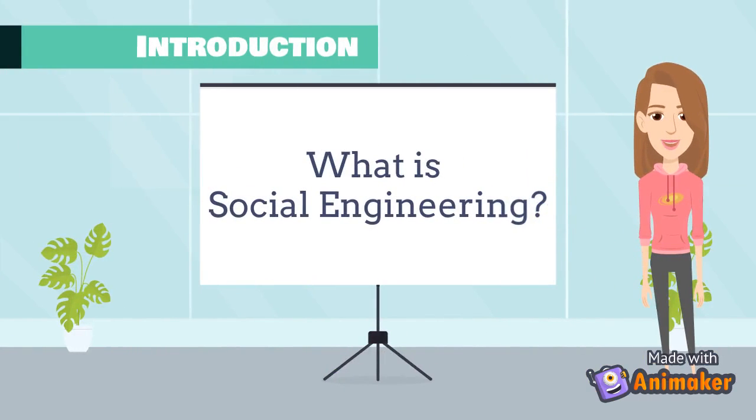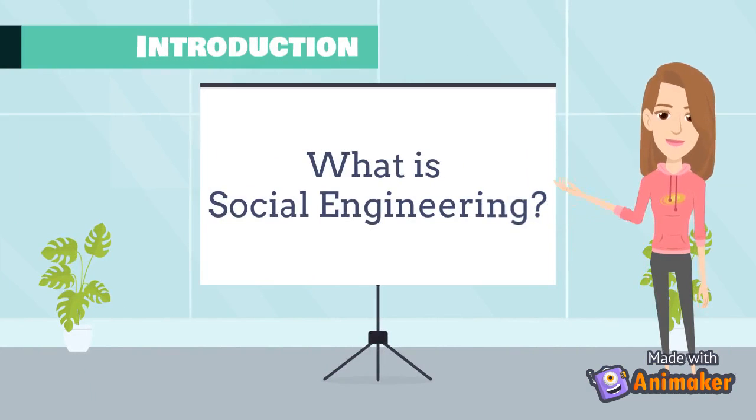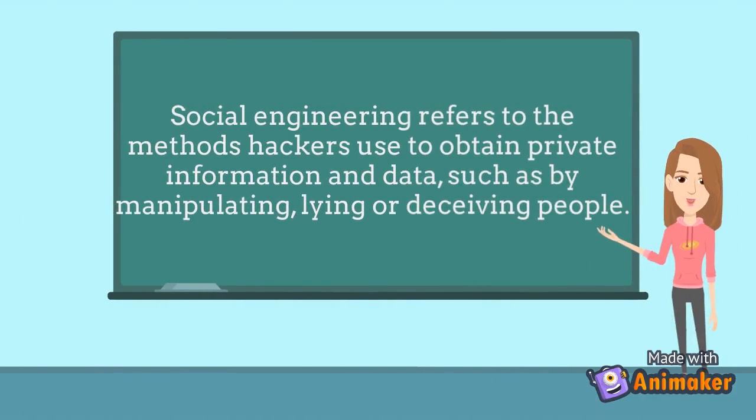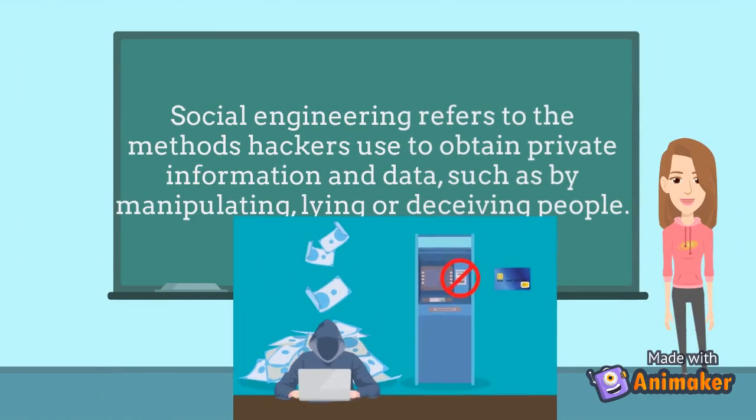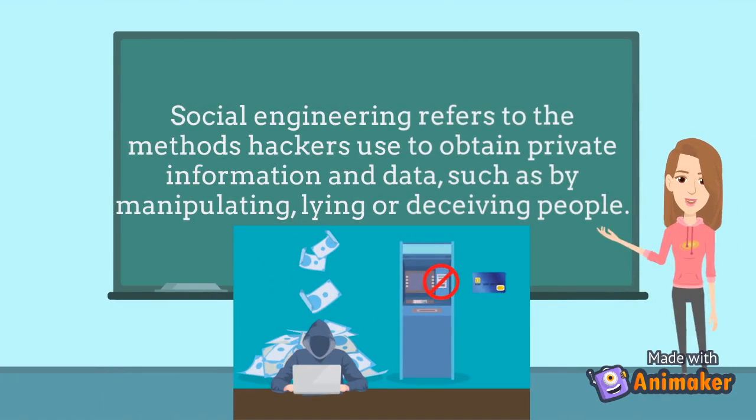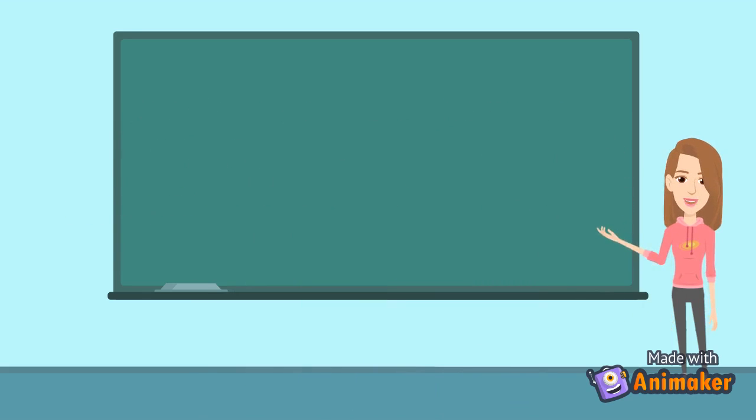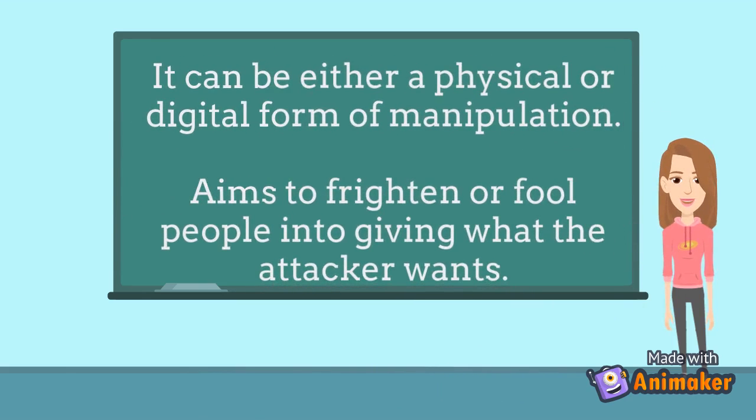Let's start off by learning what exactly is social engineering. Social engineering refers to the methods hackers use to obtain private information and data like your banking details. They do so by manipulating, lying, or deceiving their victims. Social engineering can be either a physical or digital form of manipulation. For example, a malware-infected USB is a physical form of manipulation. Social engineering is used to frighten or fool people into giving up what the attacker wants.